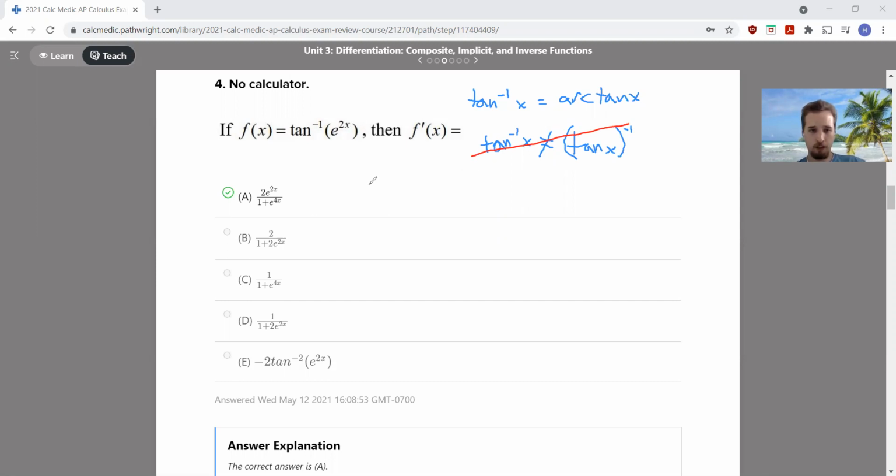Now, you should know that the derivative of inverse tangent is something you're gonna have to memorize: 1 over 1 plus x squared. So if we have something a little bit more complicated than that, we're gonna have to use chain rule, right? Because there's a function inside a function.